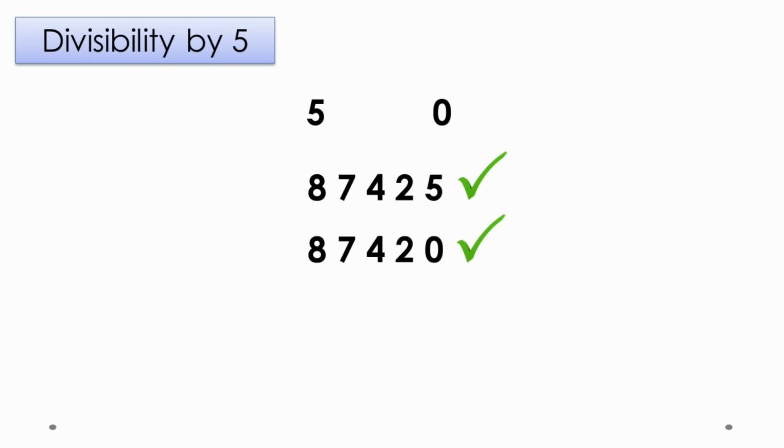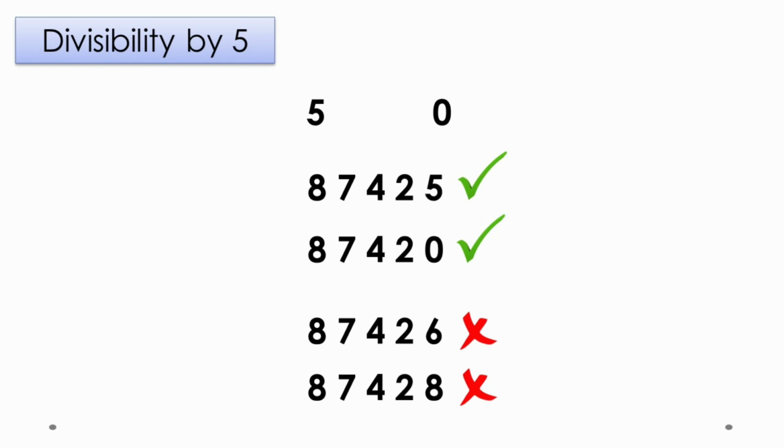To check the divisibility of a number by 5, we just have to look at the last digit of the number. If the last digit of the number is 5 or 0, the number will be divisible by 5. For example, the number 87425 will be divisible by 5. The number 87420 would also be divisible by 5. But if the numbers are 87426 or 87428, they will not be divisible by 5.